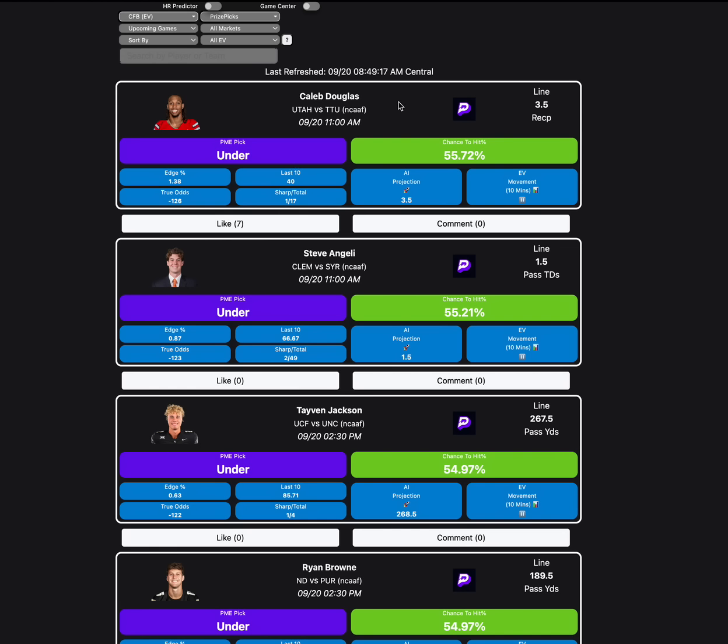Caleb Douglas, under 3.5 receptions, positive 1.38 edge. All we're ever looking for is a positive edge, man. We like to see 2 or more sharp books, but nonetheless, we know that there's at least a sharp book in this. We want to see a positive edge because that means we're beating the books. Everybody talks about beating the books, right? The higher the positive edge, the more you're beating that book long term, plain and simple.